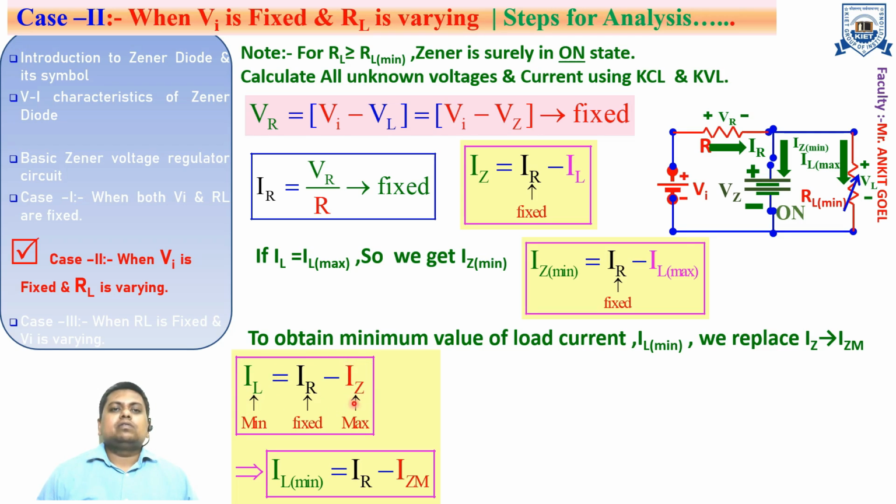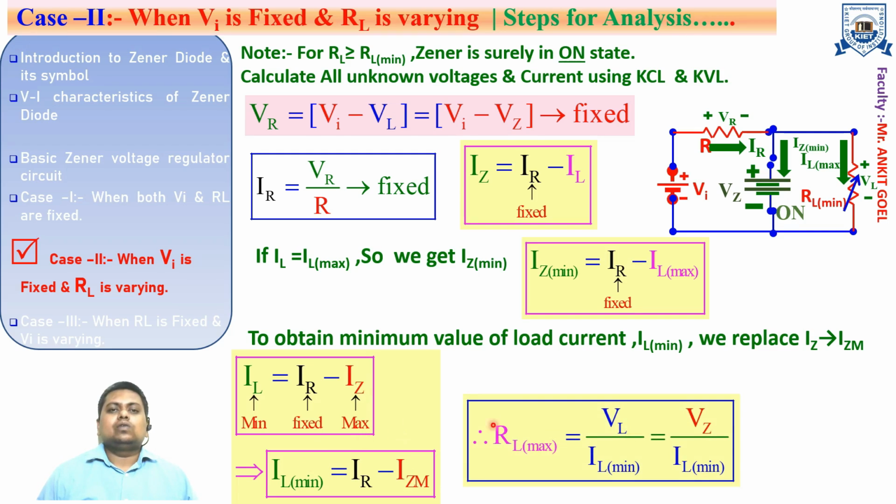And what will be the maximum value possible for the Zener current? That is IZM. It is given from the specification of the Zener diode. So when you replace the IZ with the maximum Zener current IZM, you will get the value of the IL minimum. Once you have the minimum value of the load current, you can easily calculate the maximum value of the load resistance as RL maximum is equal to VL upon IL minimum, right? So VL is, as we know, equal to VZ, so RL maximum is equal to VZ upon IL minimum. So this is all about the second case.